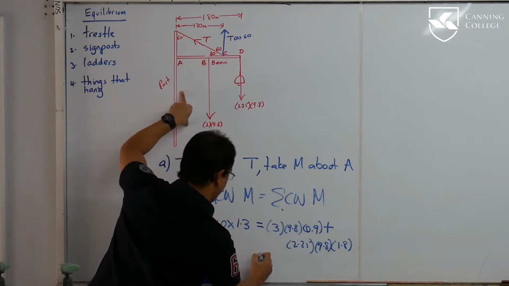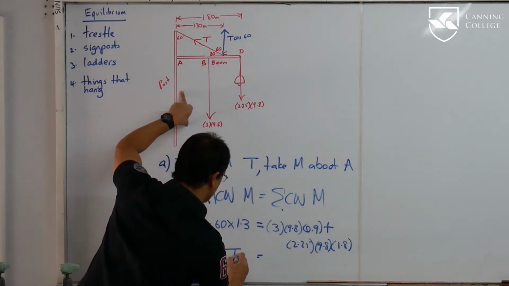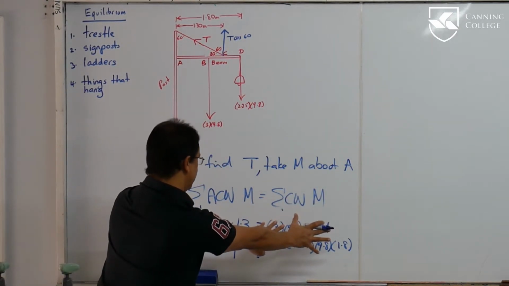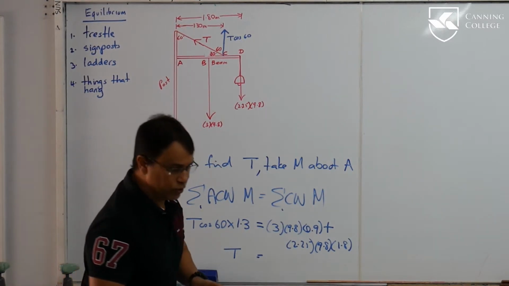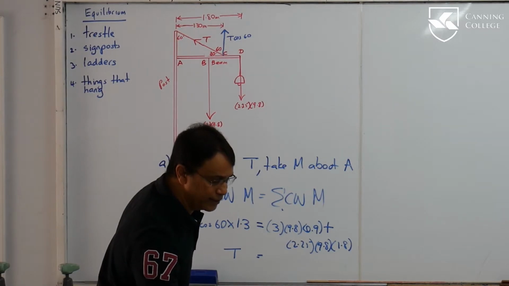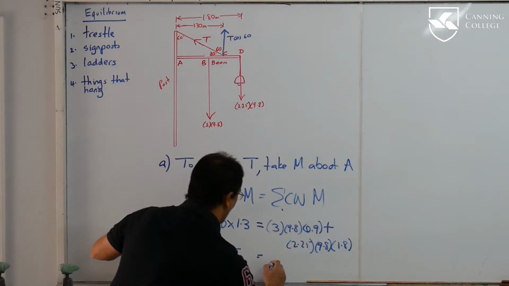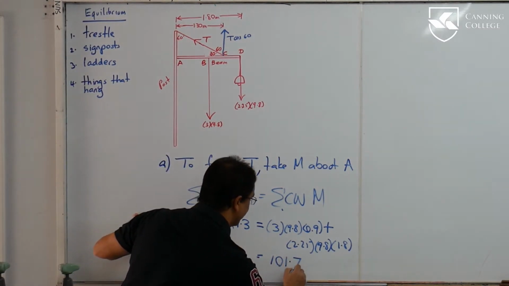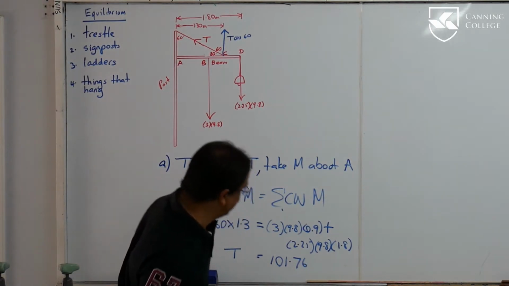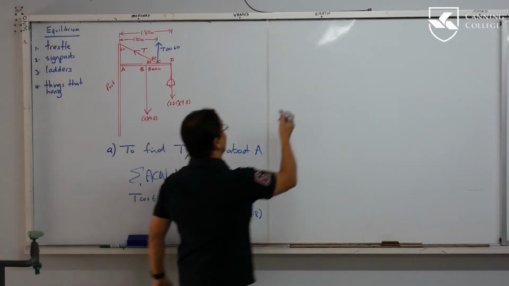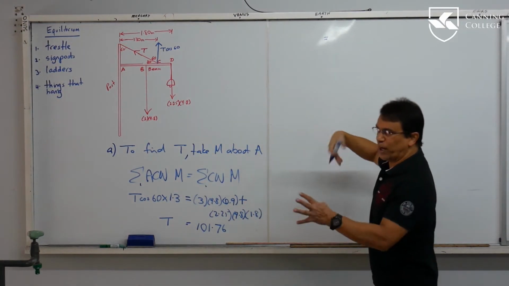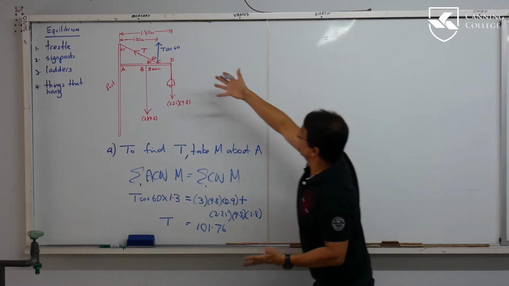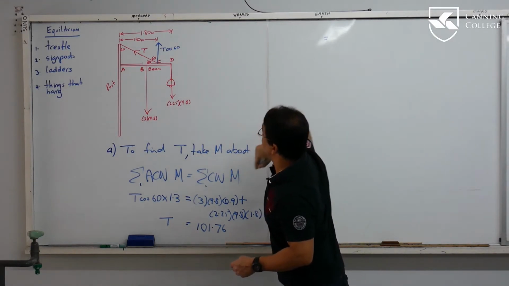All right, so therefore we can see that tension is going to be equal to all of this divided by 1.3 cosine 60. All right, I'll let you figure that out, but I have already done that for you. I get 101.76. I think that's what I get. Yes, that's exactly what I get. And expressed to three significant figures, which is what I always like to do, particularly when all of the data is expressed to three significant figures.